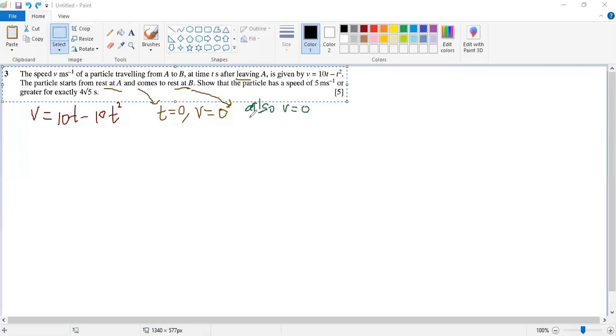V equals 0 can happen twice, because it's a quadratic equation. We're looking at it so we can see that. Okay, now we're going to go into the details.